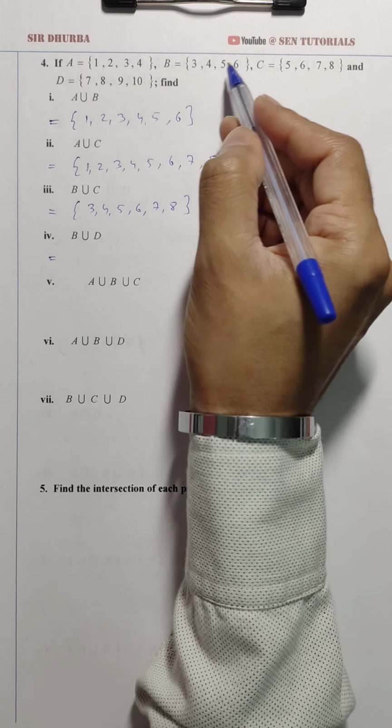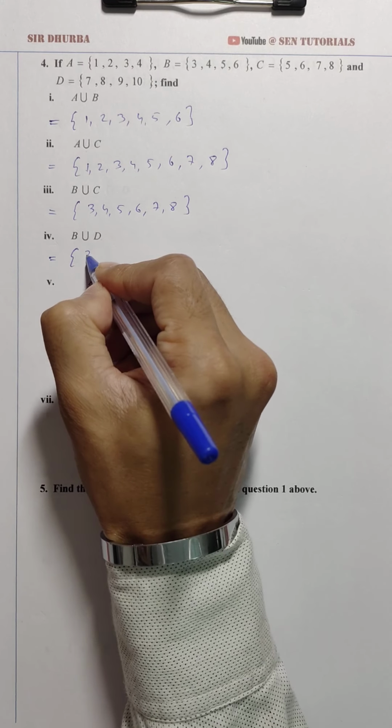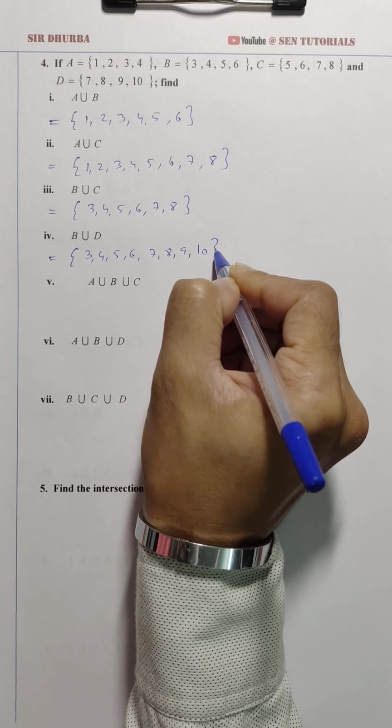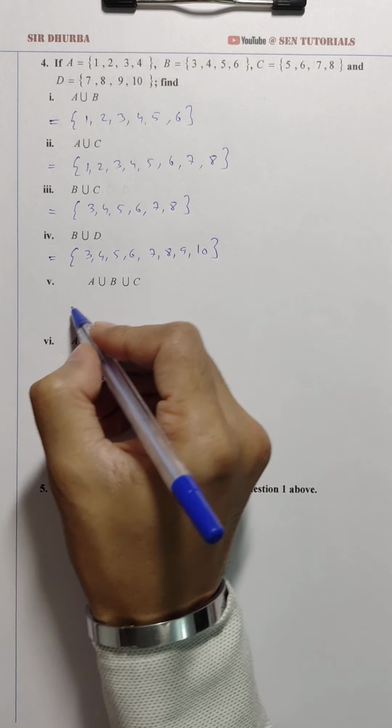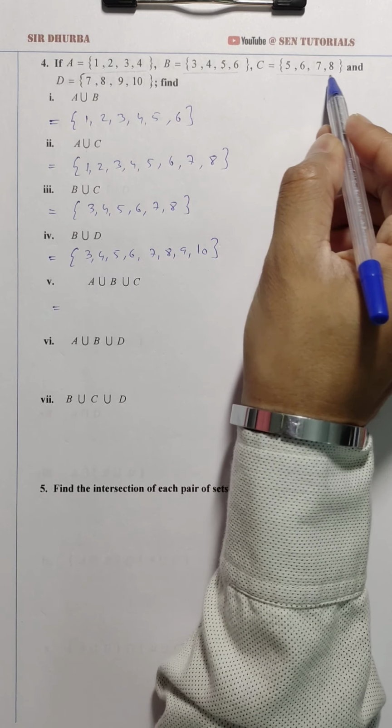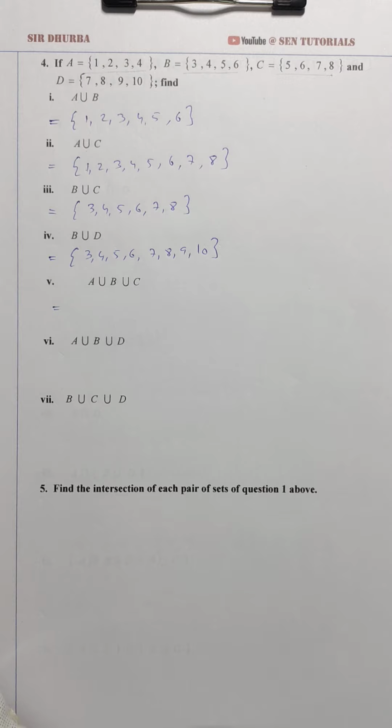Number 4, B union D. What will we have if we combine 3, 4, 5, 6, 7, 8, 9, 10? Simple. Next is A union B union C. That means these 3 sets we will be combining. Simple.